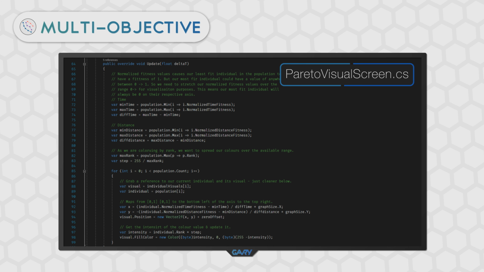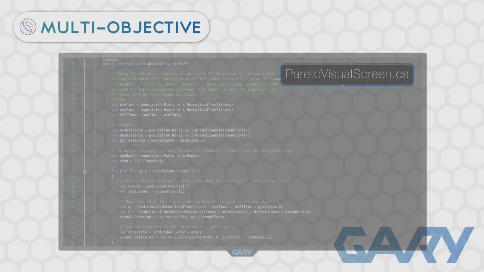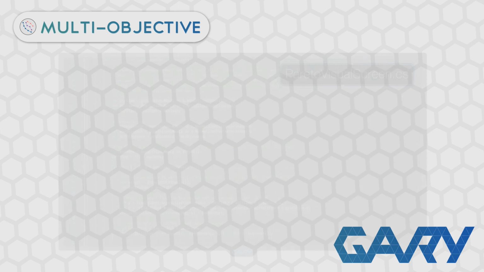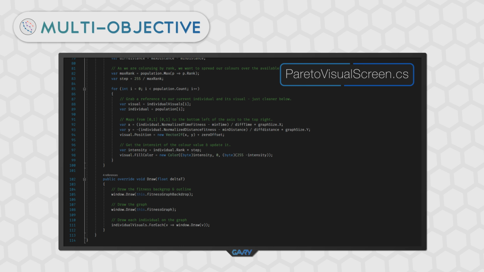The normalization being done here on the fitness values probably deserves a minute of attention. We are actually stretching the population on each axis between the values of 0 and 1 for graphing purposes, where the most fit individual in each objective will have a fitness of 0 and the least fit will have a value of 1. Then we have our draw method, which is pretty boring. We print our border, we print our graph, and we print our individuals on the graph.